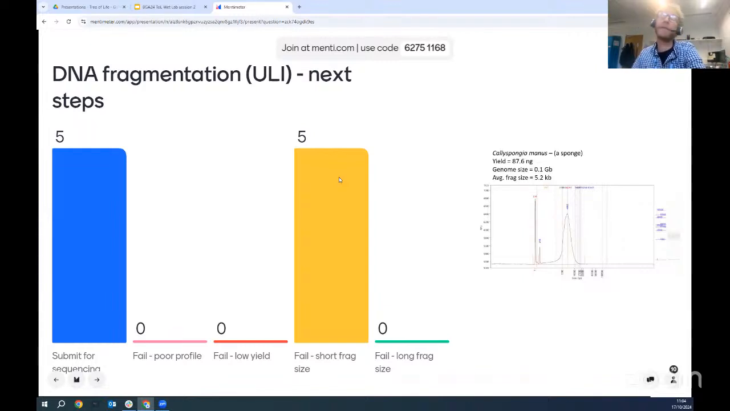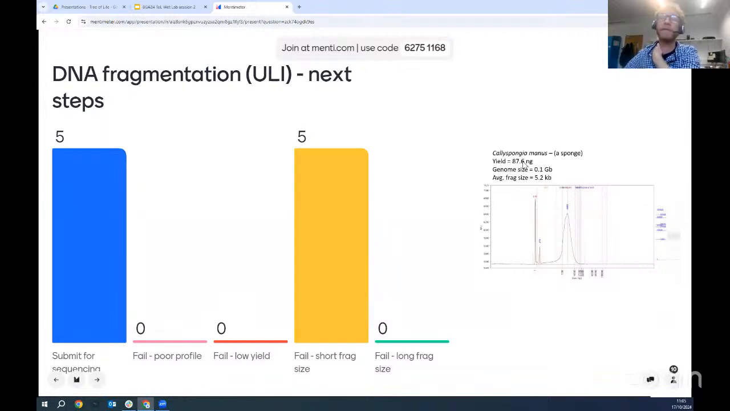Personally, I would fail this for a short fragment size because 5.2 is quite short, even for ultra low input. You can see the mode is sitting at 4.5 kb. So I think when they do size selection during library prep, a lot of this is going to be lost during the library prep stage. But maybe you'll recover enough to get a good library prep.